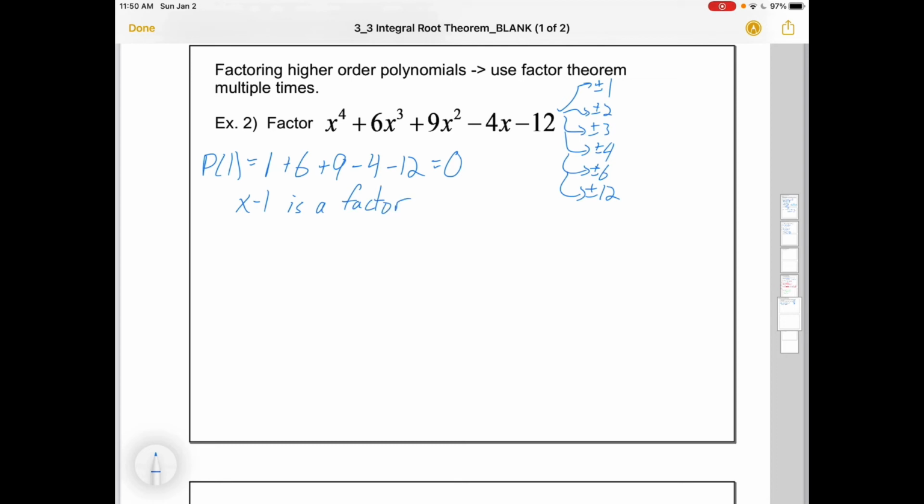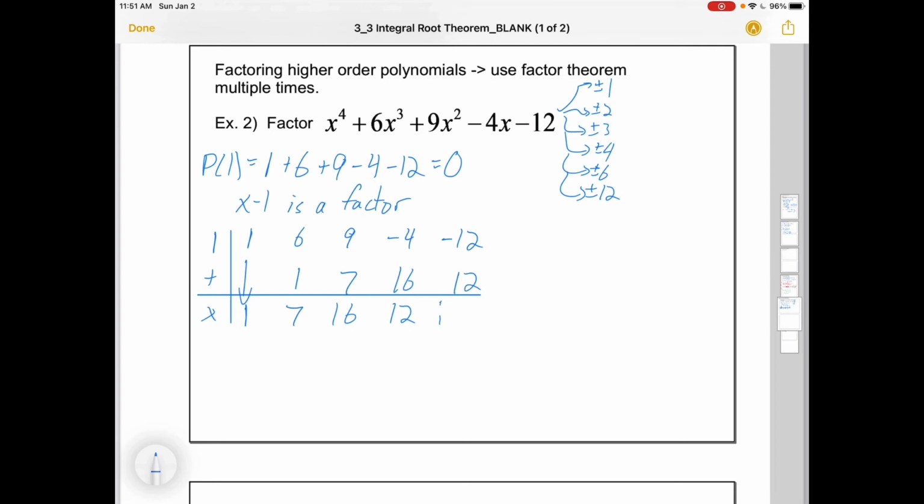Okay, so we find a factor, then we divide. So I'm going to put that 1 in. And the coefficients are 1, 6, 9, -4, and -12. And I'll just go through the process. Bring it down, multiply, add them up, multiply, add them up, multiply, add them up, multiply, add them up. So this last little bit, the 0, is your remainder. It gives you some confidence that you have actually found a factor.